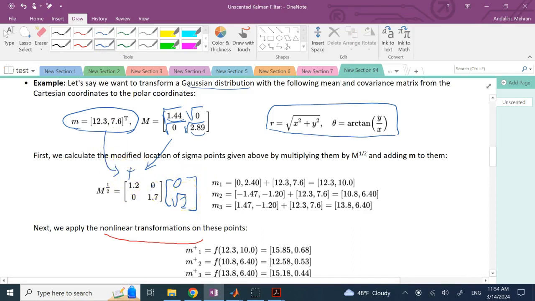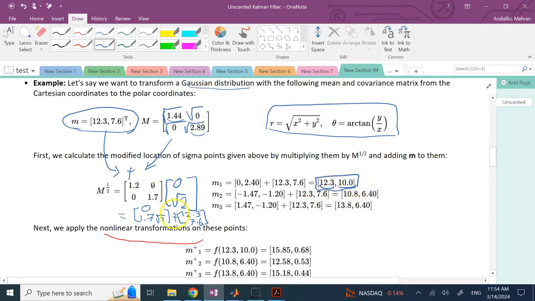Well, what would you get? If you multiply, the first number is 0, and the second number is 1.7 times square root 2. And then add to it 12.3 and 7.6. If you do that, you see the result is going to be 12.3 and 10. So this is your first sigma point.